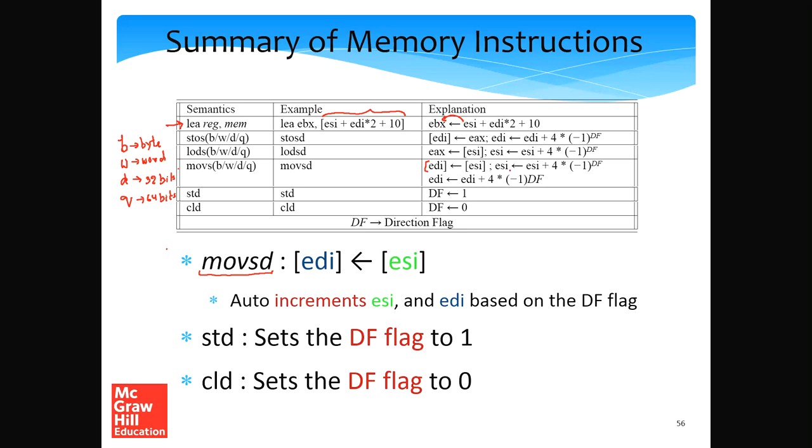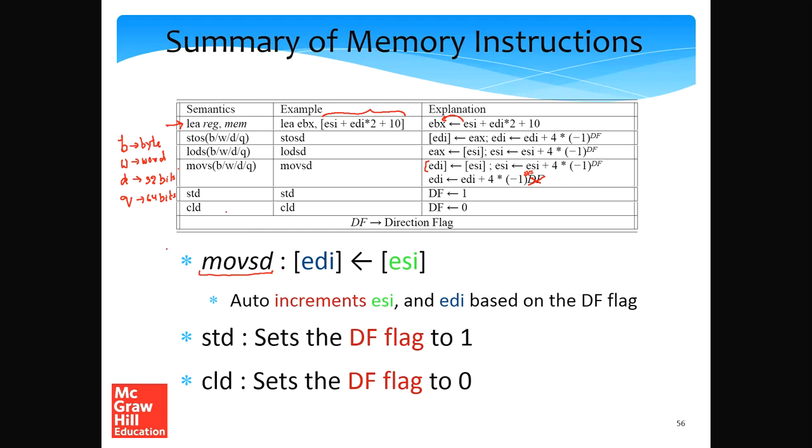Subsequently, we augment ESI. So we add 4 to it or subtract 4 depending upon the flag bit. One more mistake, this DF should be at the top. And similarly, we do the same with EDI. We either add 4 to it or subtract 4 from it depending upon the value of the DF flag bit.